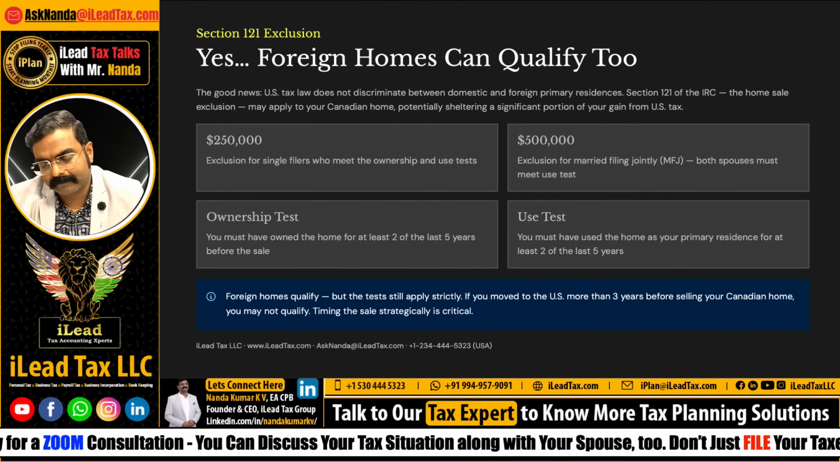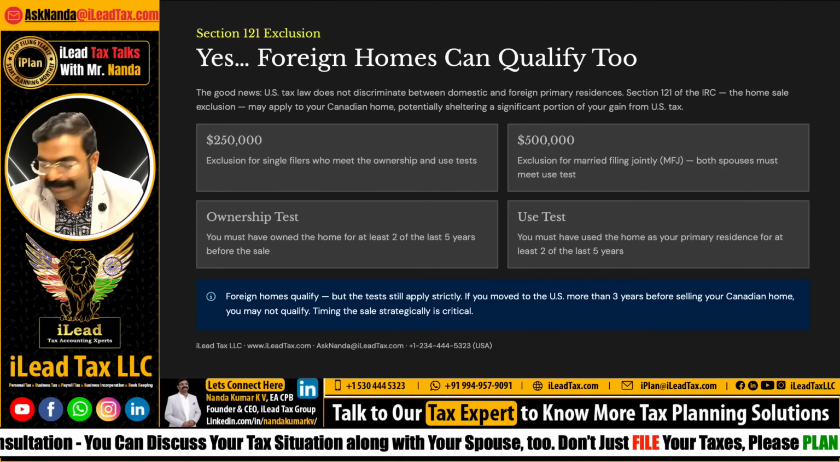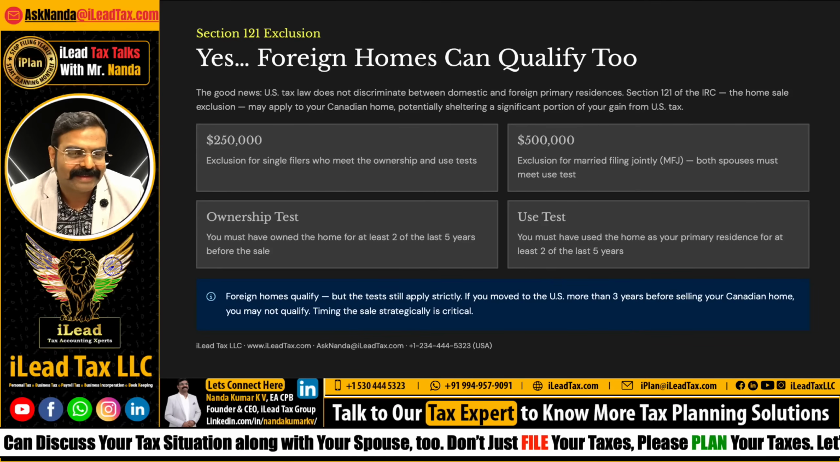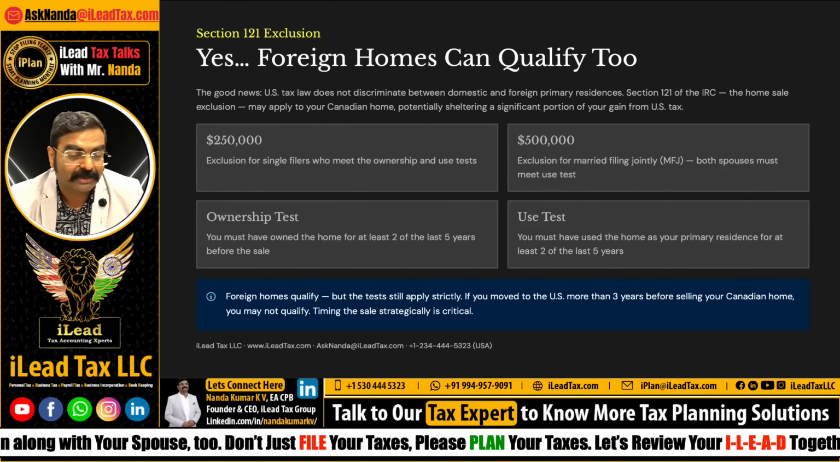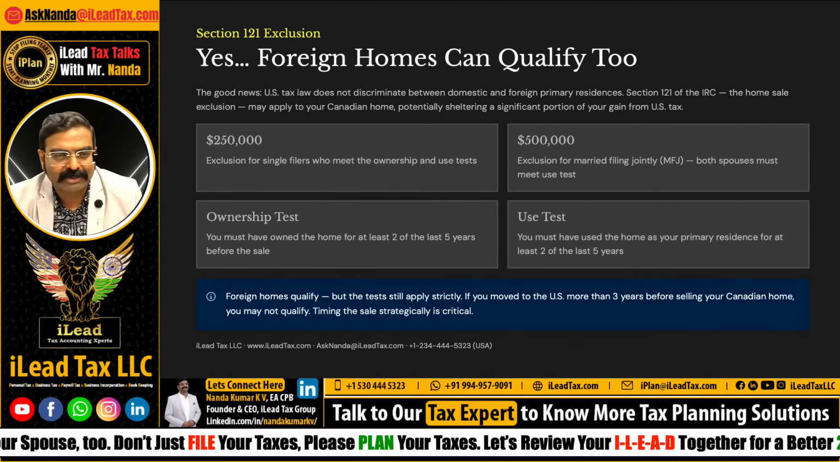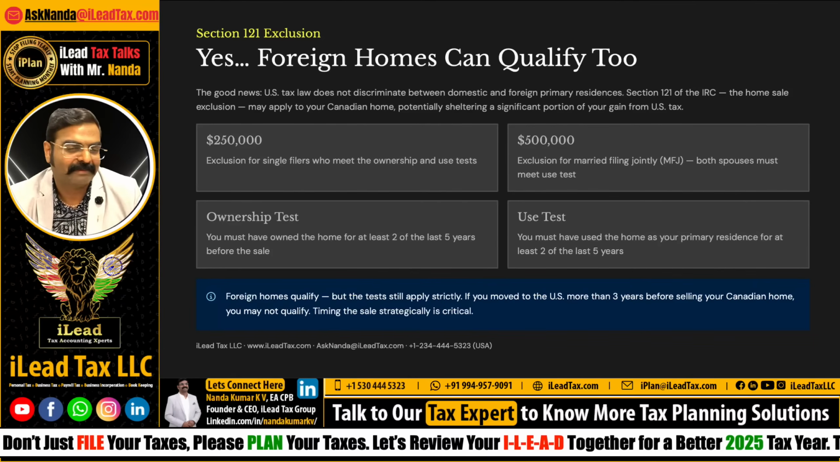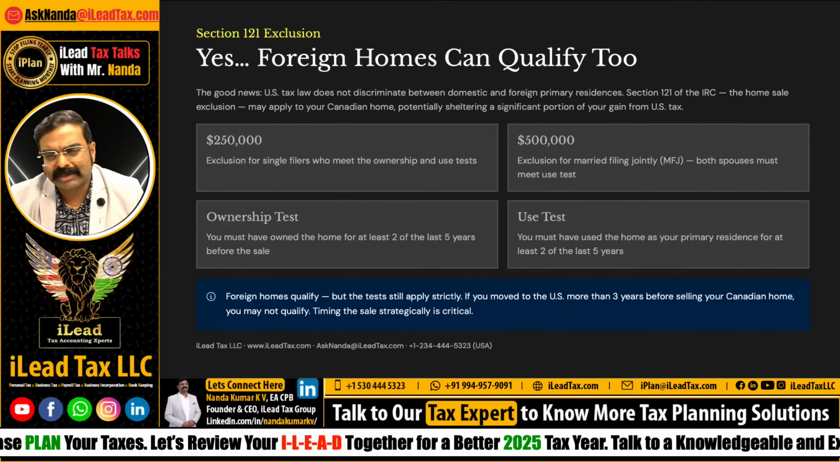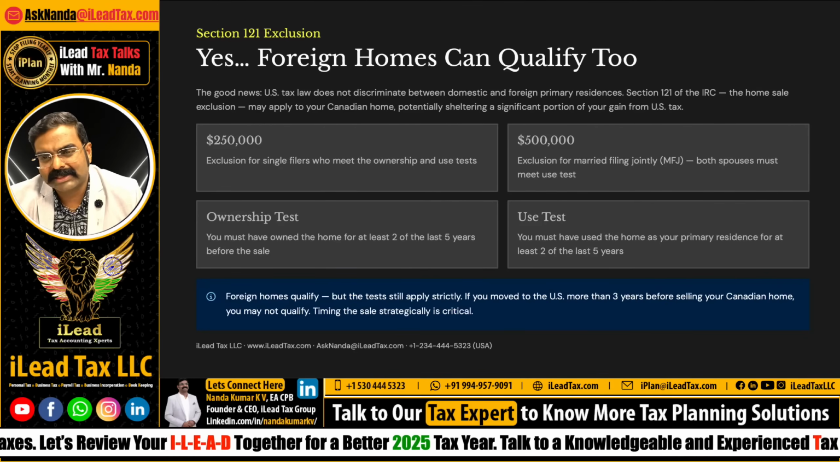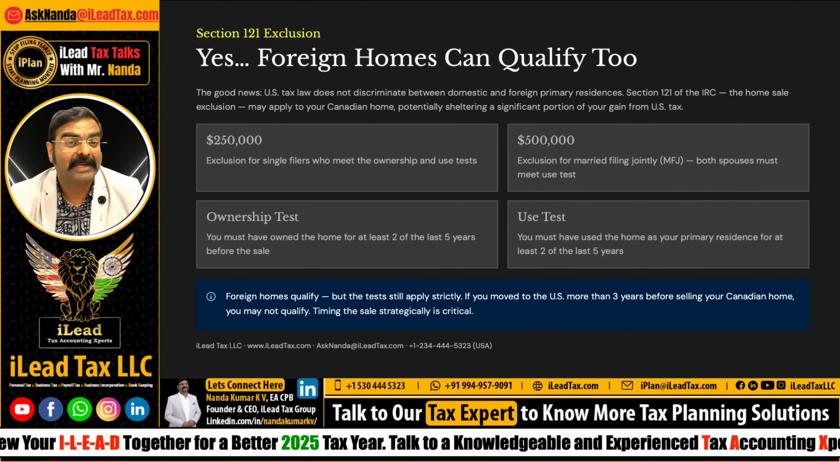But, and this but is critical, you still have to meet the tests. The ownership test: you must have owned the home for at least 2 out of the 5 years immediately before the sale. Next, the use test. You must have used the home as your primary residence for at least 2 out of the 5 years immediately before the sale.